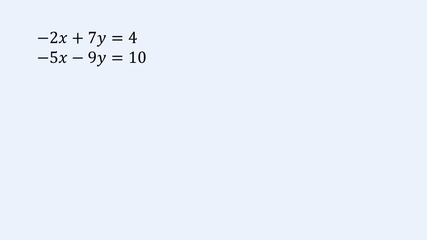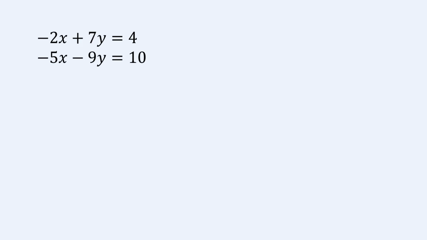Alright, so this first problem that we have here is negative 2x plus 7y equals 4 and negative 5x minus 9y equals 10. And the way that elimination works is that we have to eliminate one of our variables. It doesn't matter which one you choose. You can get rid of the x or you can get rid of the y. You just have to pick one.